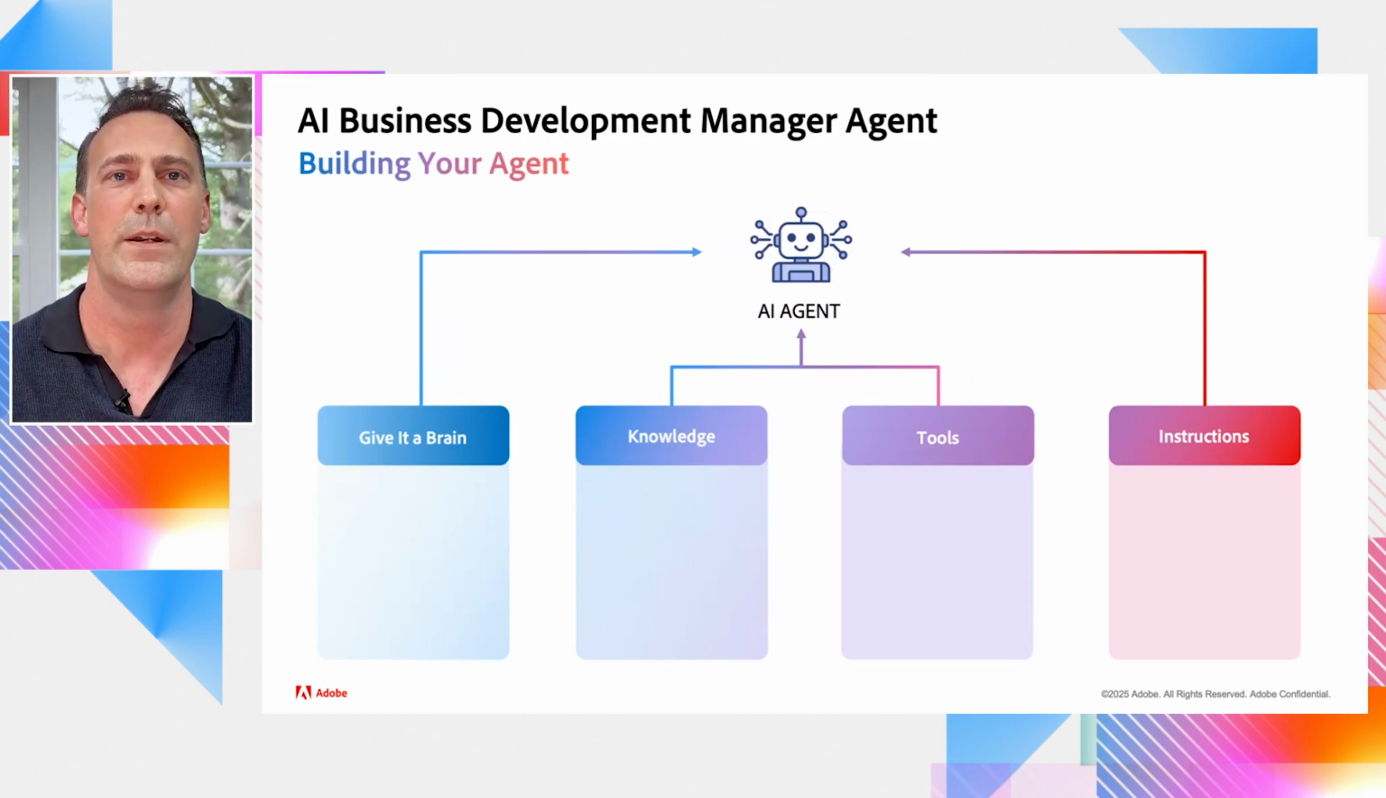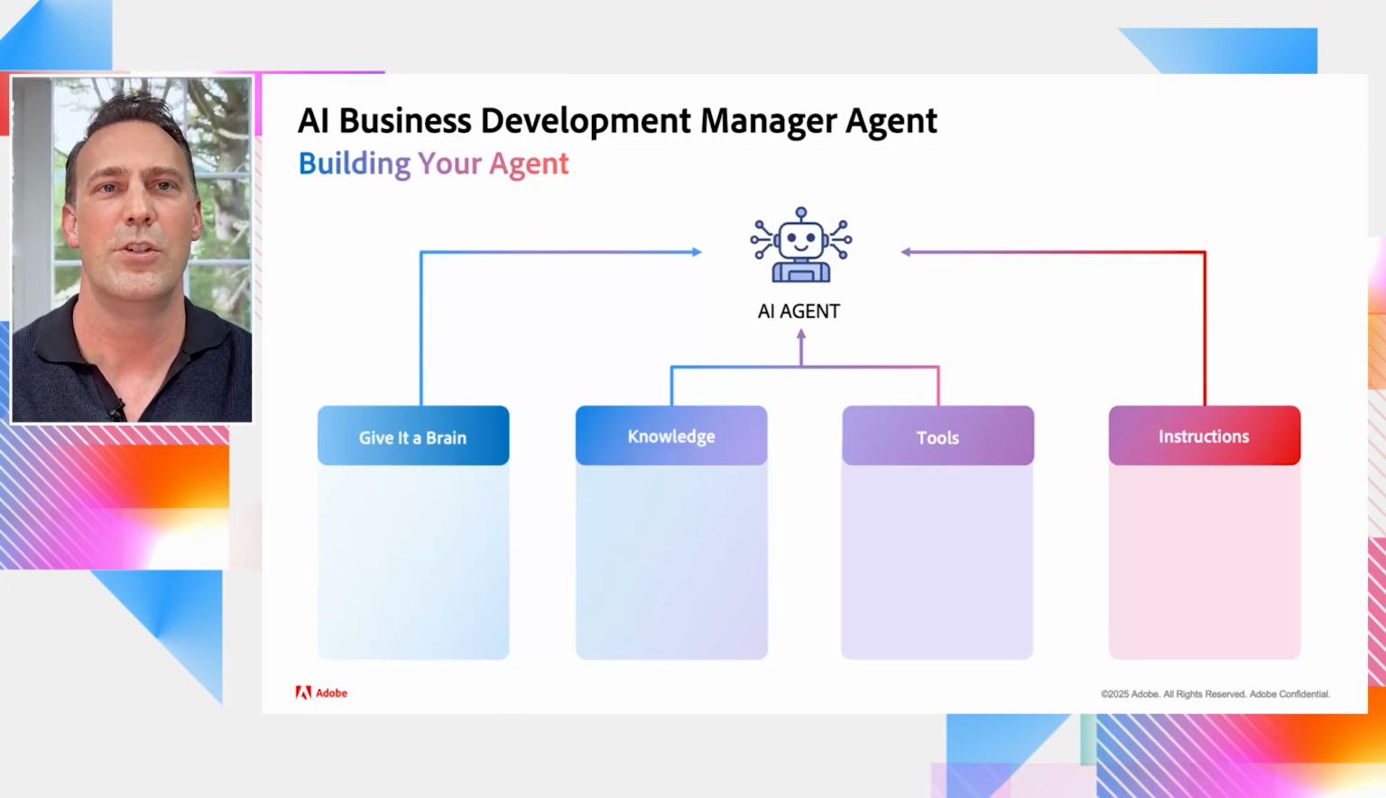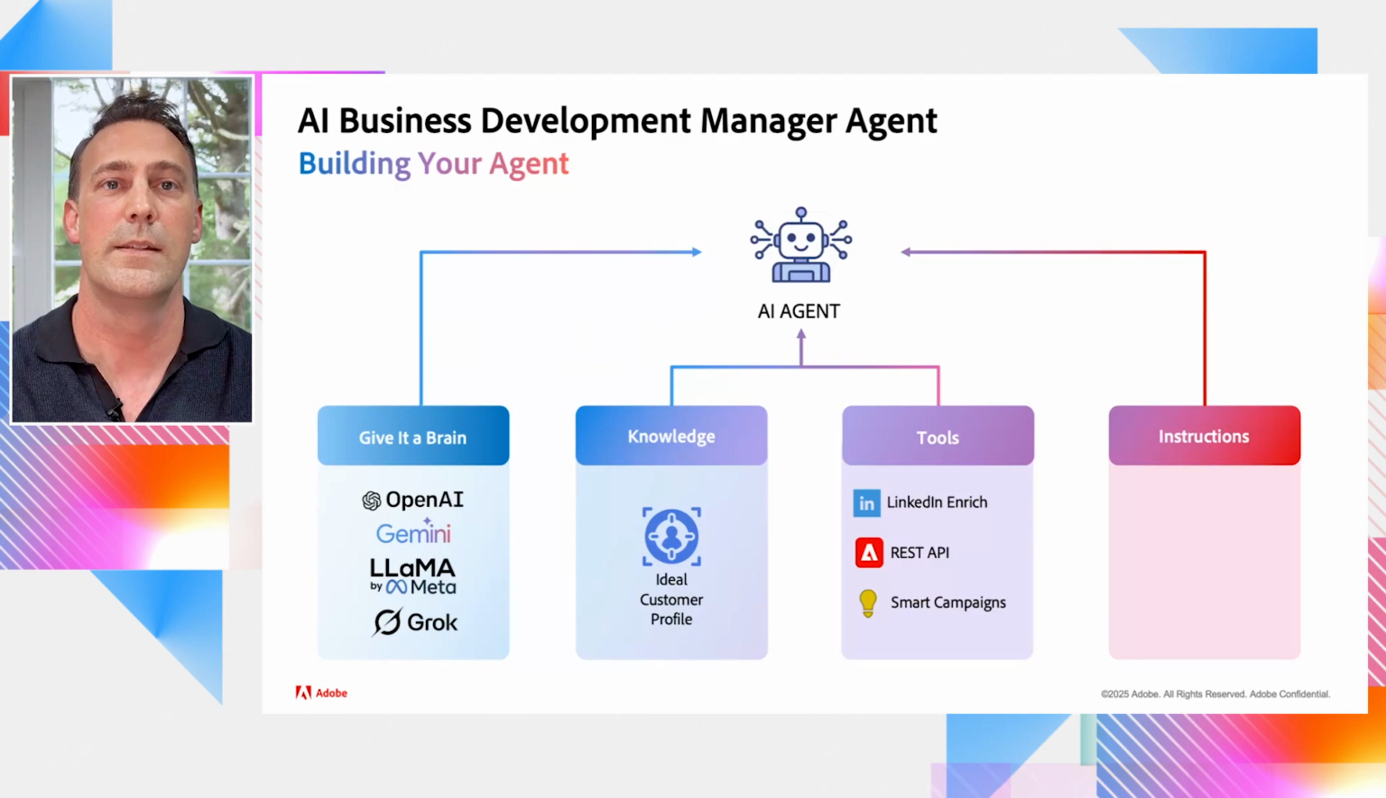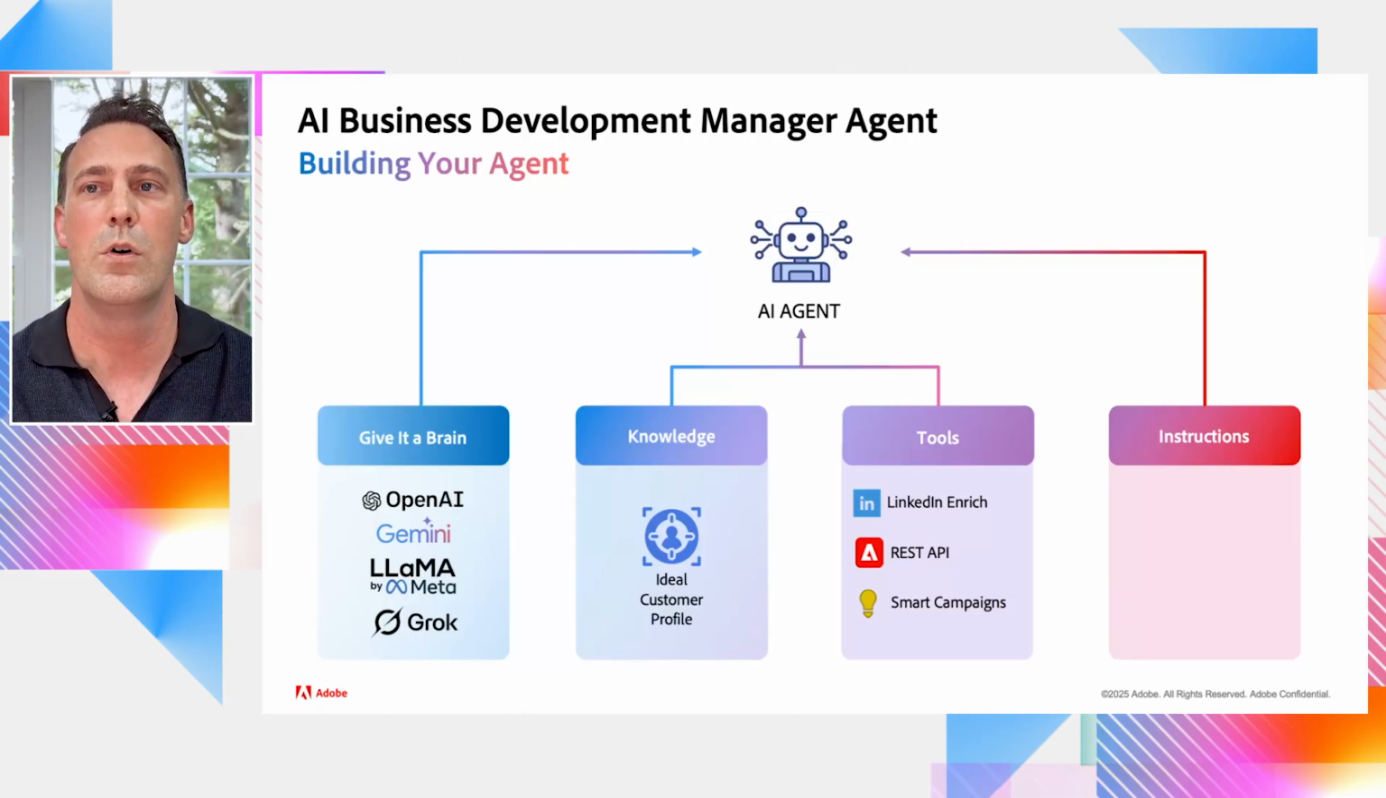Let's look at how the full picture looks when we build the agent itself, and we'll unpack each of these. Here you see the four components you'll need to put in place. First, we give it a brain, and that, as I said, is the underlying model: OpenAI, Gemini, Llama, whichever foundational model fits your needs. Then we load it with knowledge. In our case, that means our ideal customer profile and other business context. Next, we provide it with tools. These are the things the AI can use to do its job, like calling LinkedIn enrichment, querying lead activity from Marketo, or triggering a smart campaign in Marketo's API.